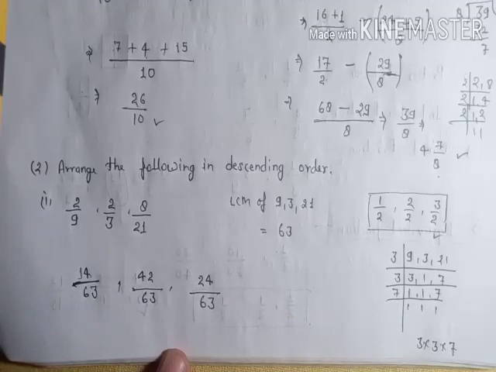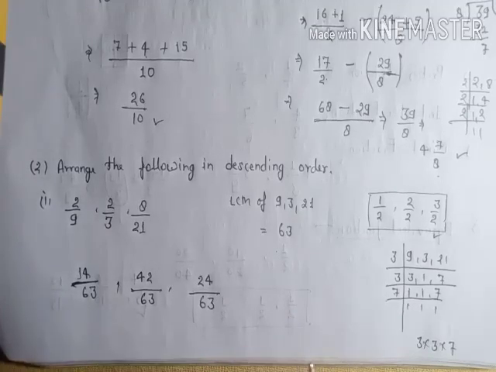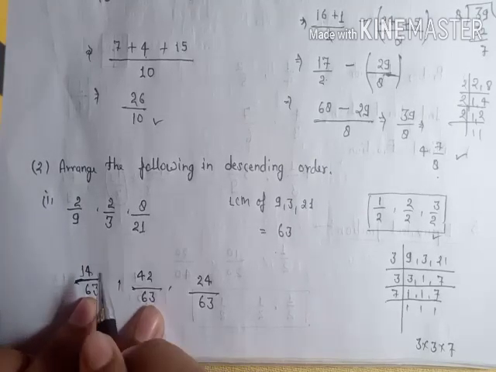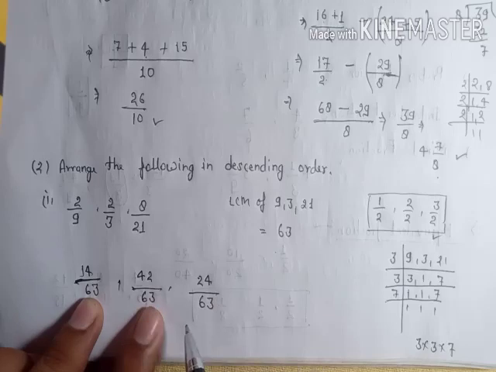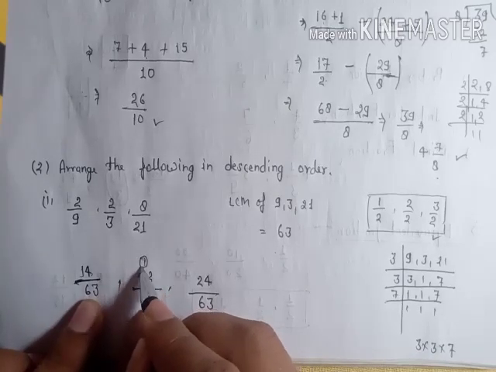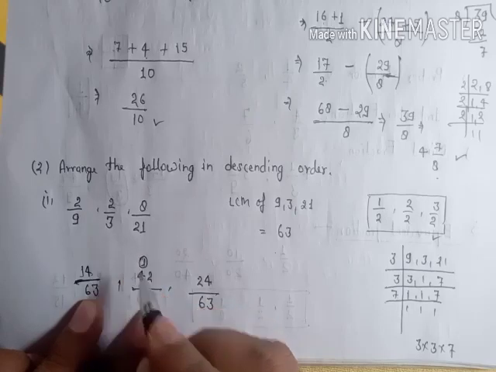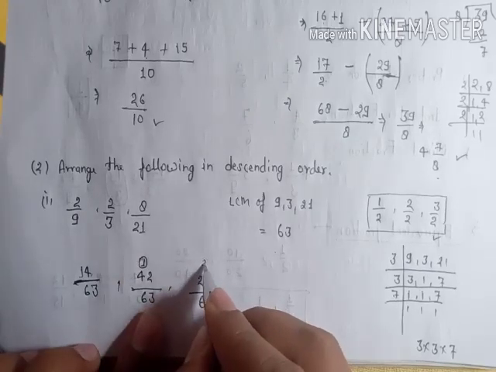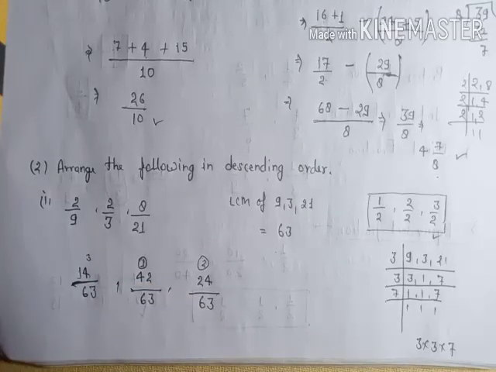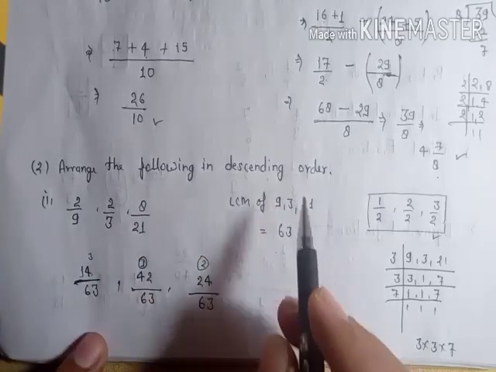Now you can check which fraction is greater. Denominators are the same this time, but numerators are different. And this is the fraction of greatest numerator, this is the second greatest and this is the smallest. So you have to arrange in descending order.